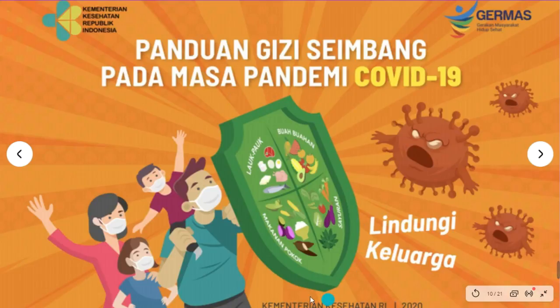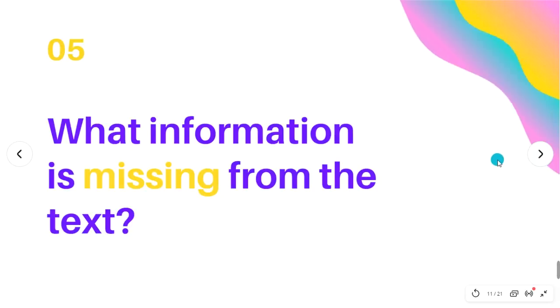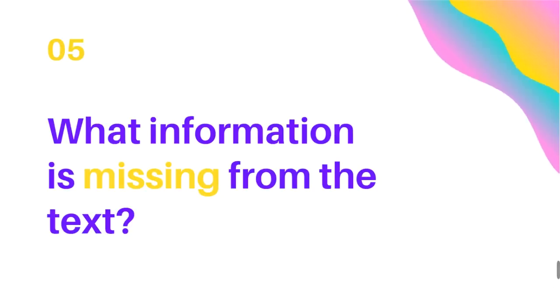What kind of people can have this food? Have we ever thought about those who are financially disadvantaged and cannot even afford to buy their main food? Okay, this is just a point to consider. The next question is, what information is missing from the text? So the questions here are closely interrelated.